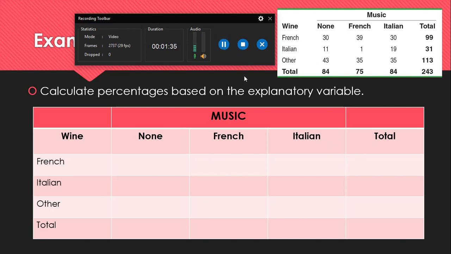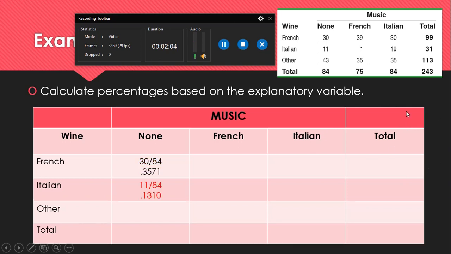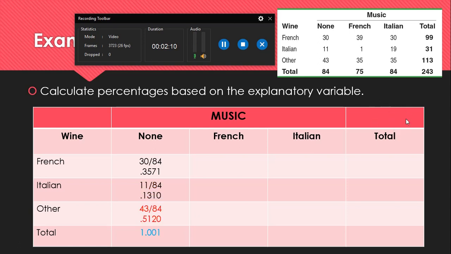To begin, we're going to calculate the percentages based on the explanatory variable. Again, that's going to be based on music totals. We're going to start with no music playing here, and then French wine was purchased. If you look at that, it's 30 from the table out of 84. So about 36% bought French wine when there was no music playing in the background. And then moving on to no music and Italian wine, about 13%. And then other types of wine is about 51%. You can see that these percentages do add up to 100% in the no music column.